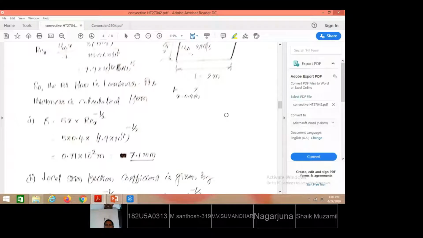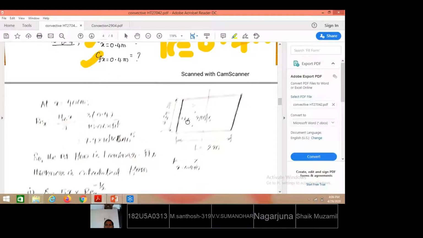Now they are asking whether the flow lies within the laminar region or the turbulent flow region, which we must decide. For that, the Reynolds number is estimated. Once it is estimated, it is found to be, I have the sheets with me, 7.9 into 10 to the power 4.